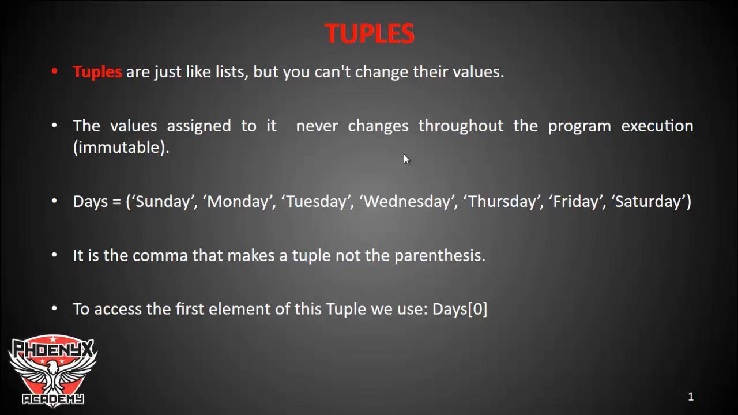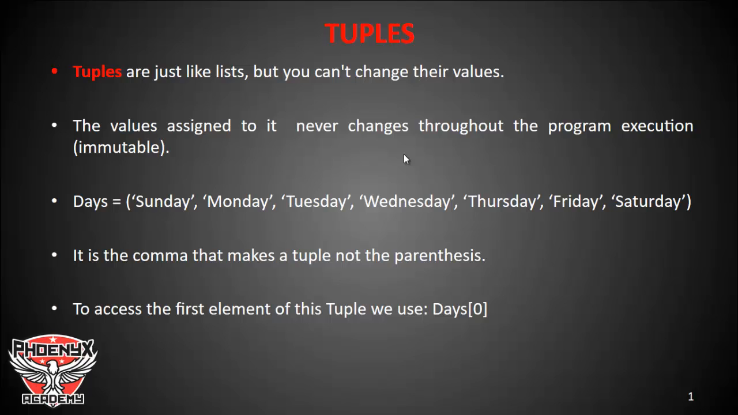So we can just write days, then the assignment operator, then a parenthesis, and then we enter the elements, and after each element we enter a comma. Now basically it is the comma that makes the tuple, not the parenthesis. So we can even declare a tuple without the parentheses. The parentheses are just added to increase program readability, but actually it is the comma that makes the tuple. And to access the first element, we will just write days[0]. So just like a list, it also starts numbering with index 0, so days[0] will refer to the first element of the tuple.